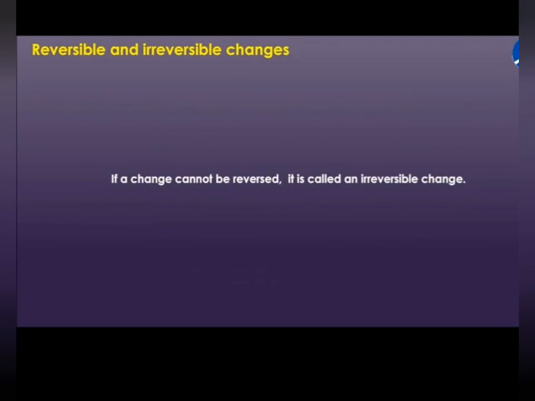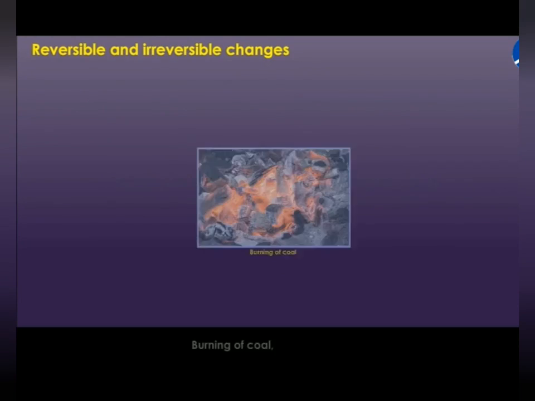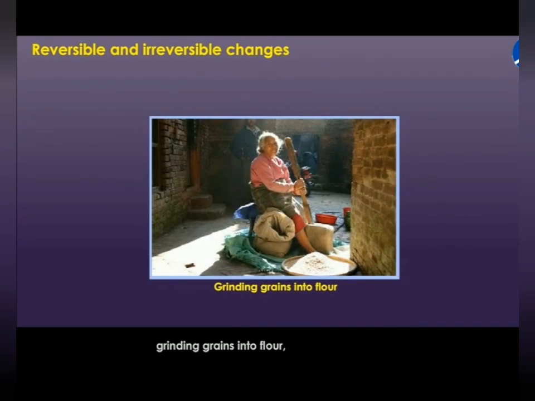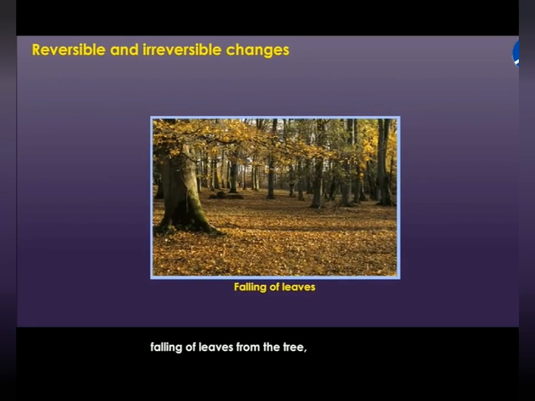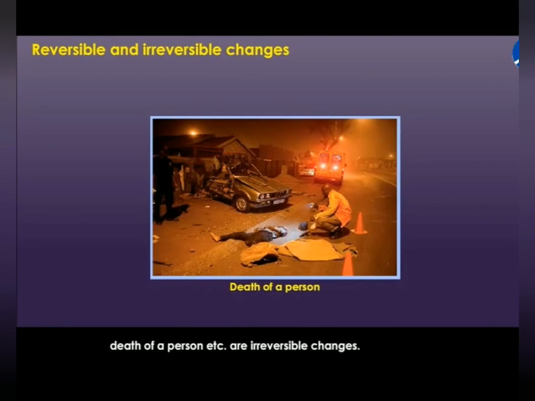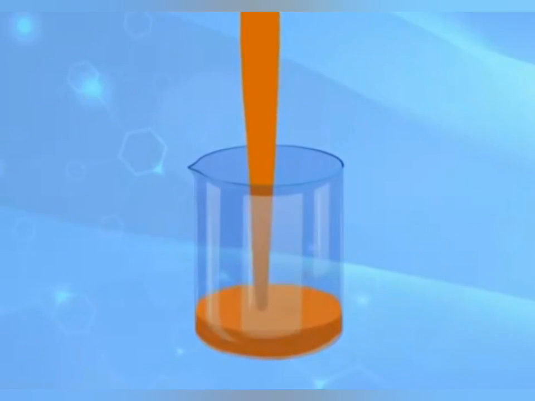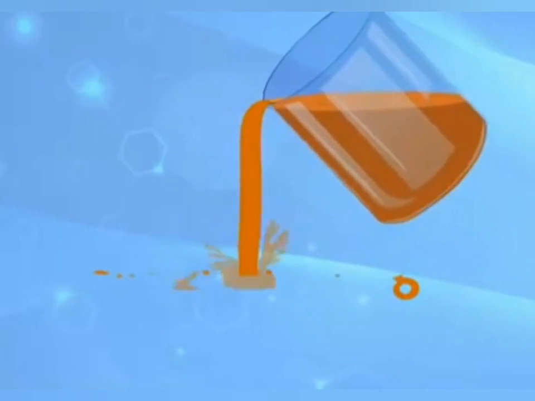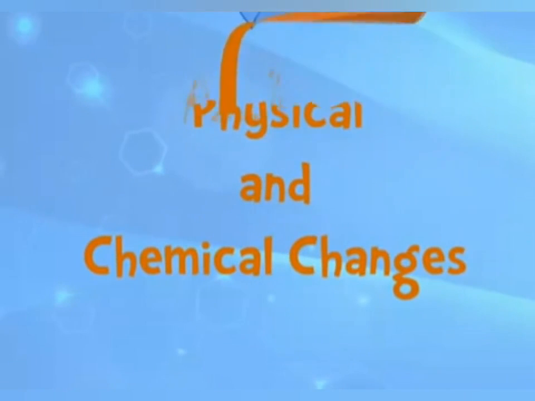If a change cannot be reversed, it is called an irreversible change. Here, the products cannot be changed to their original form. Burning of coal, grinding grains into flour, falling of leaves from the tree, aging, death of a person, etc. are irreversible changes. In science, all possible changes can be classified into two broad categories: physical changes and chemical changes.